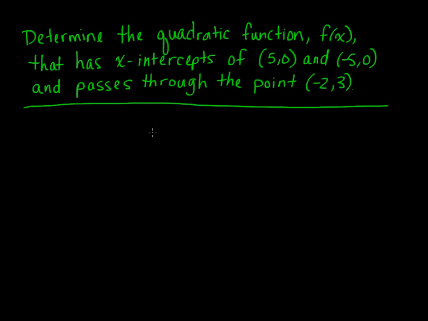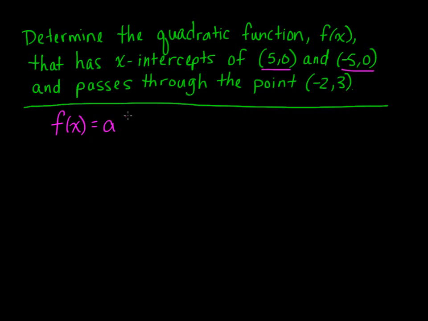For this first example, we need to come up with the equation of a quadratic function that has x-intercepts of positive 5 and negative 5 and passes through the point negative 2, 3. Now, since we're given information about x-intercepts, the best way to proceed would probably be to start by using the factored form of a quadratic function. And so we're going to look at the factored form.